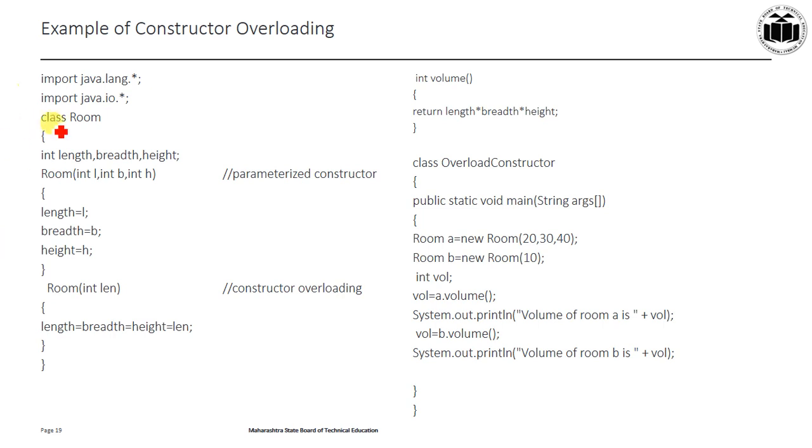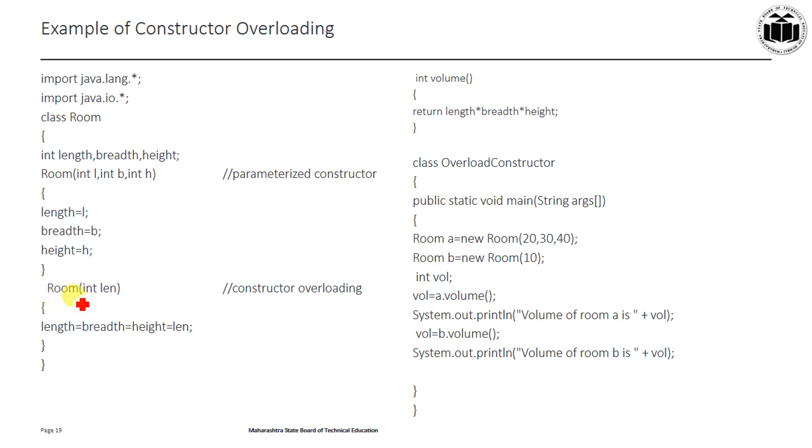Now you can see that we have created one constructor, Room. In that we have passed three variables, that is length, breadth and height. Then we create one parameterized constructor over here. In that we pass three parameters, int L, int B, int H, and we assign these values to our instance variables. So we write length is equal to L, breadth is equal to B and height is equal to H.